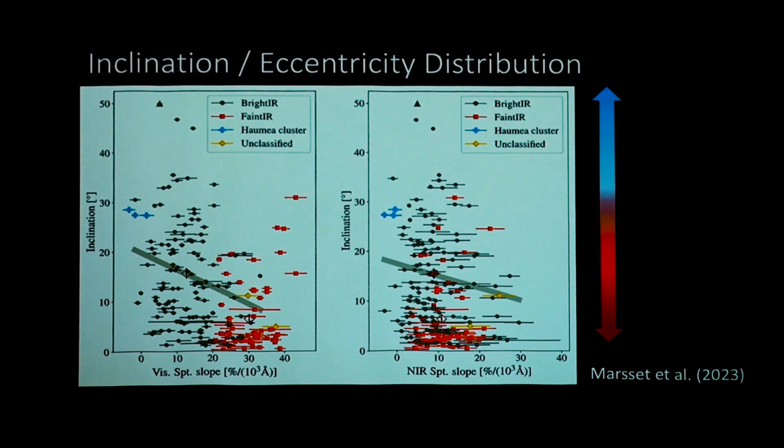But yeah, the third constraint then is that there is this distribution with both inclination and eccentricity versus spectral slope versus colour. So you want to have more bright IR surfaces and more blue surfaces on high inclinations, and the faint IR and red ones on low inclinations in order to match the observations.